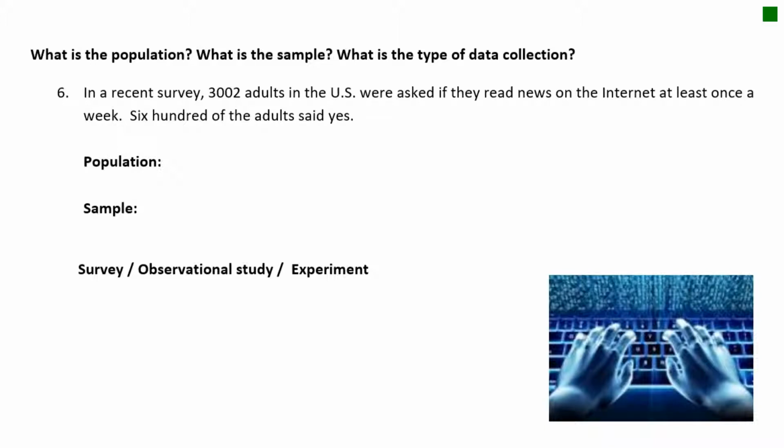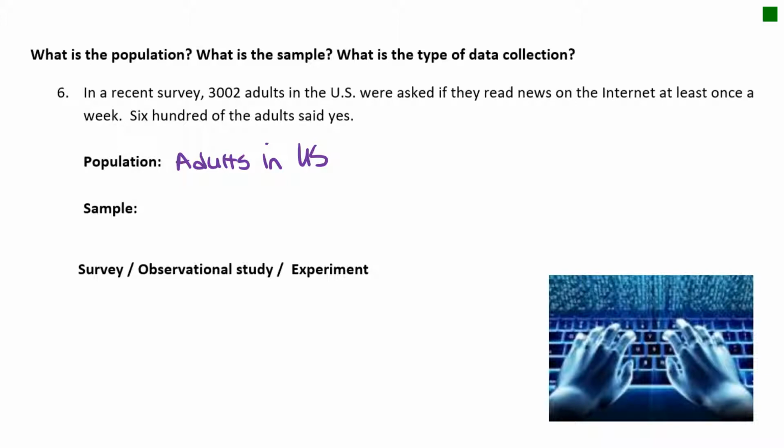In a recent survey, 3,002 adults in the U.S. were asked if they read the news on the internet at least once a week. 600 of the adults said yes. So what is the population? The population is the adults in the U.S. That's the big group, right? We have a bazillion adults in the U.S. Okay, don't quote me on that. I'm pretty sure bazillion is not the correct answer.